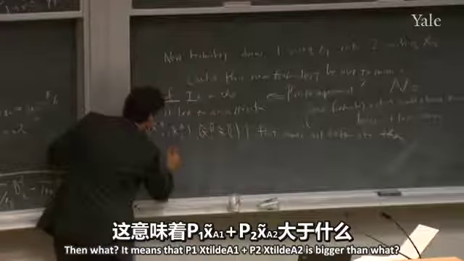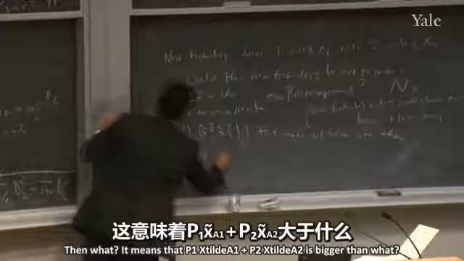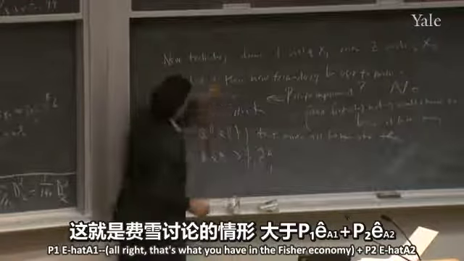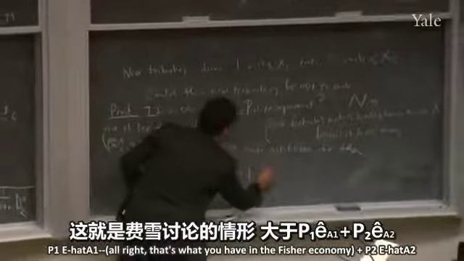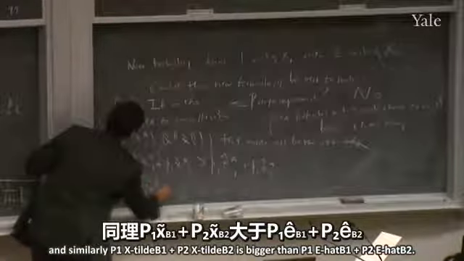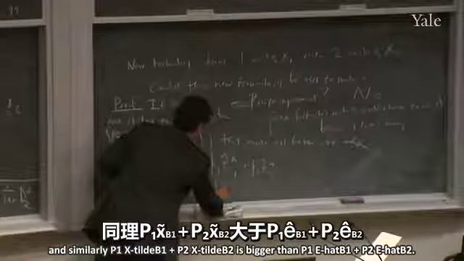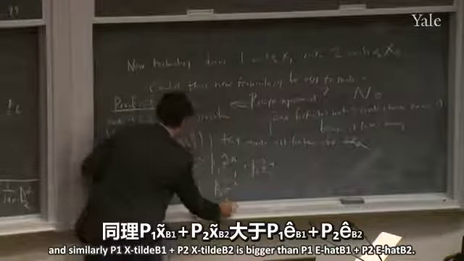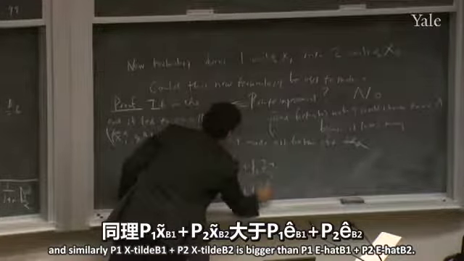Then what? It means that P1 x twiddle A1 plus P2 x twiddle A2 is bigger than what? P1 E hat A1, right? That's what you have in the Fisher economy, plus P2 E hat A2. And similarly, P1 x twiddle B1 plus P2 x twiddle B2 is bigger than P1 E hat B1 plus P2 E hat B2.